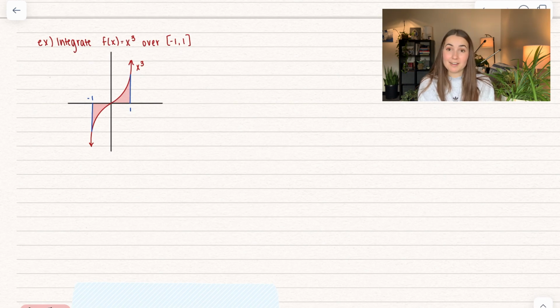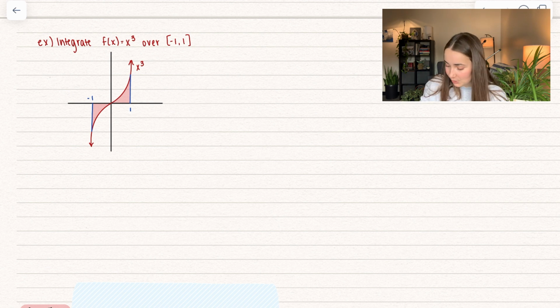So now let's talk about odd functions. What is special about them? And just looking at the picture, I think you can have a good guess. But we're going to go ahead and integrate f of x equals x cubed over the interval negative 1 to 1. So let's go ahead and do it the old-fashioned way.